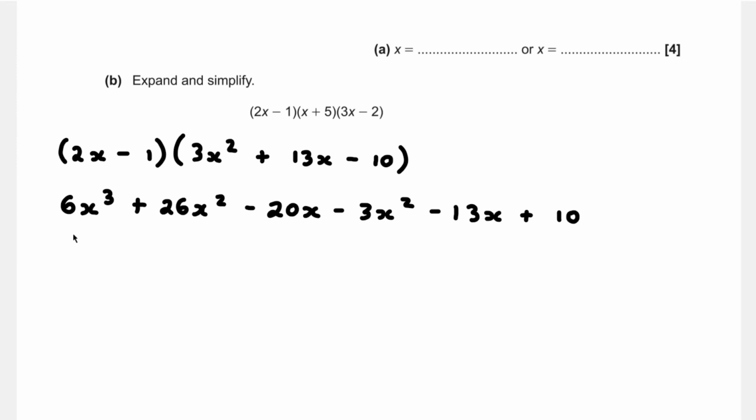So, if I simplify all this, I've got 6x cubed. Now I've got 26x squared, subtract 3x squared, which is 23x squared. Then I've got minus 20x, subtract 13x, which is minus 33x. Then I have the plus 10 with it. So this is the result of the expansion.